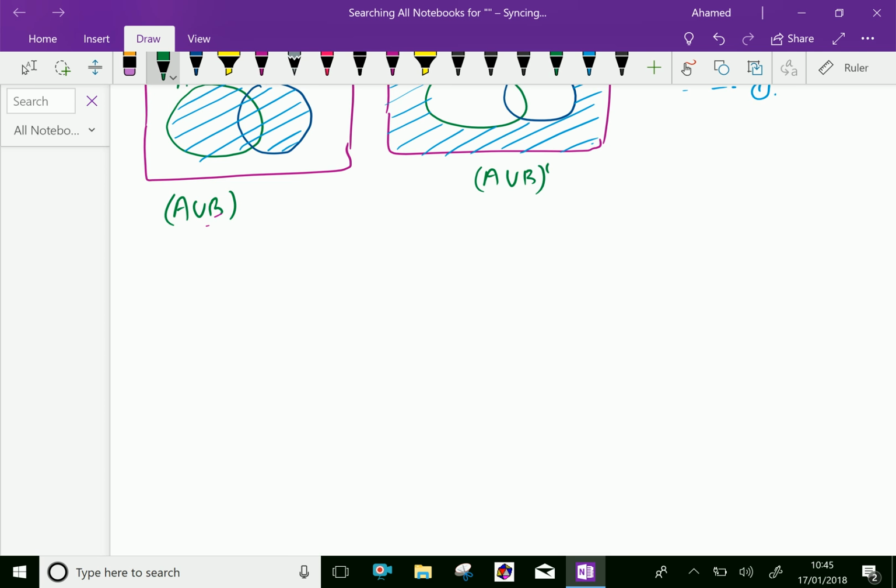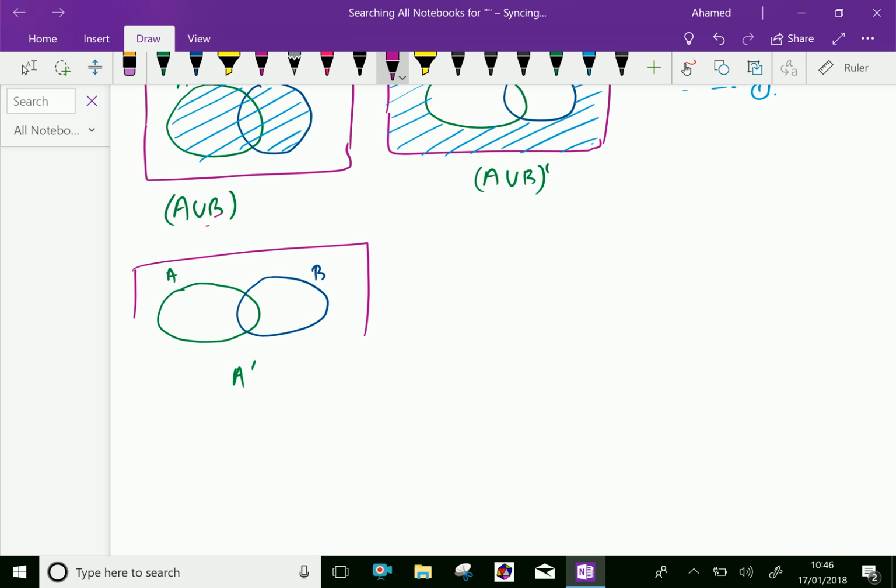Now, the second part, we'll do A' first. This is A', meaning draw for A and draw for B and a rectangle for the universal set. Then A' means shade the rectangle except A, like don't shade A but shade the remaining part.